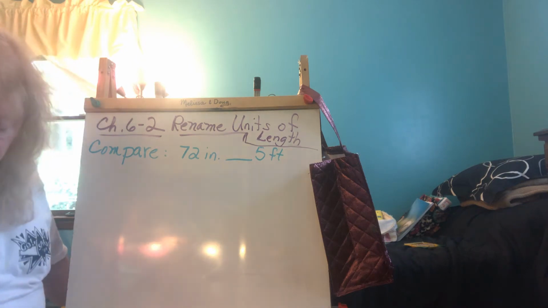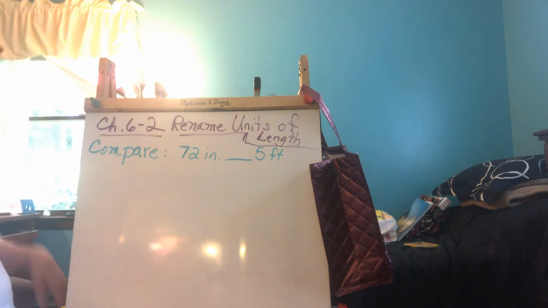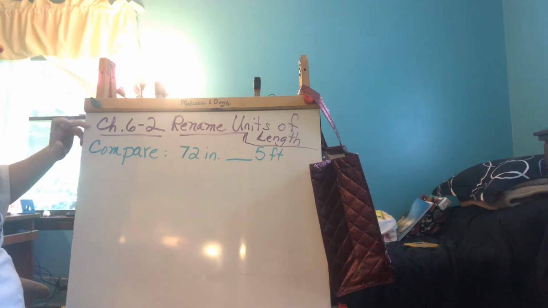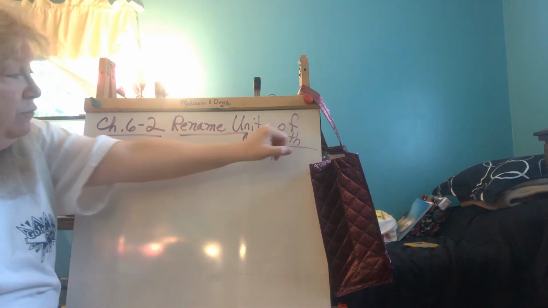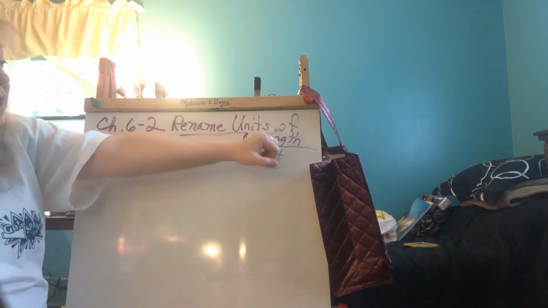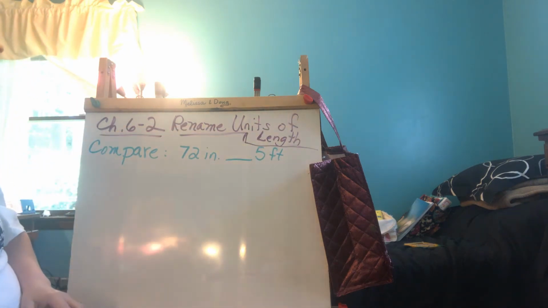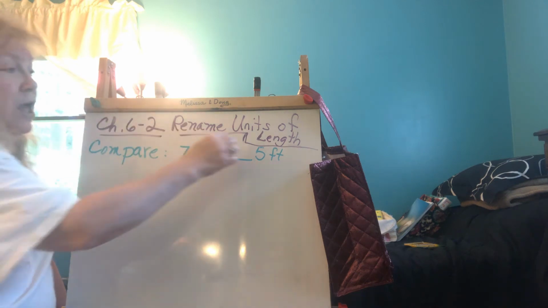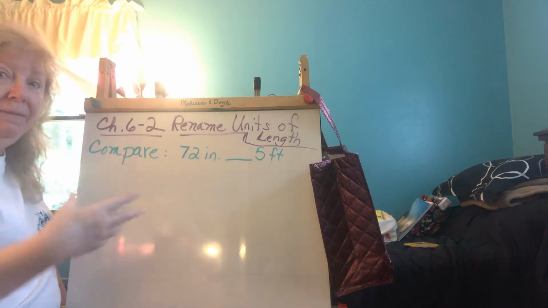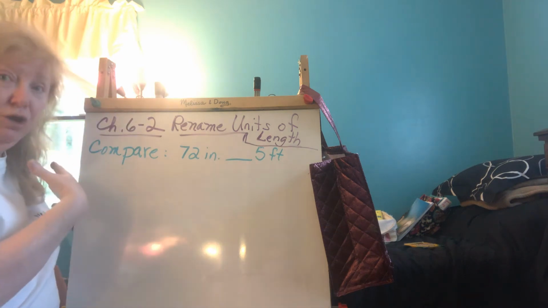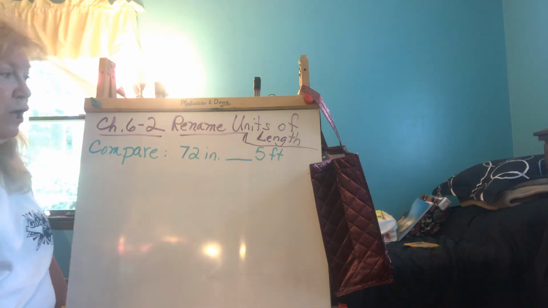Okay? So the first thing I want you to do is open up your notebook to the next clean page. You're going to write on here, Chapter 6-2, rename units of length. Okay? That's what we're going to be doing today. We're going to be changing our customary units that measure length, and we're going to be renaming them so that they are the same as the other thing that we're comparing it to.